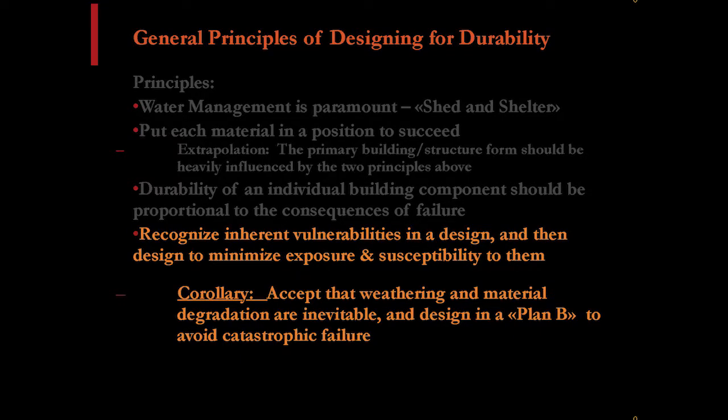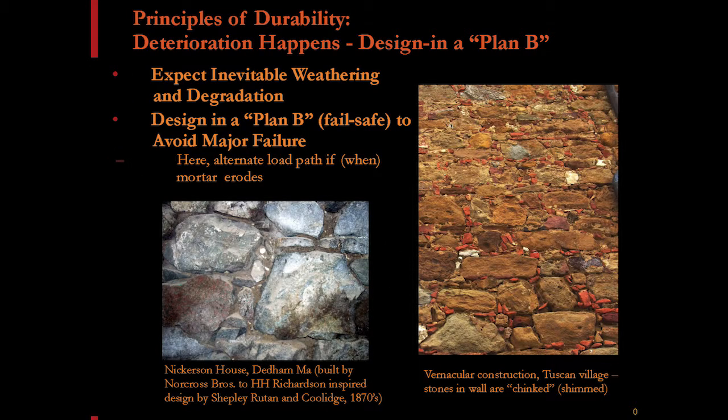And a corollary to that, I think, is to always accept that weathering and general degradation of materials is inevitable, and you just have to account for that. So two examples to tie us back, here in Boston and here in the Back Bay, to Italy. This is an example of a Tuscan farmhouse, very vernacular architecture. The large stones here are always chinked or shimmed with smaller stones or little shards of brick. And that's really important.